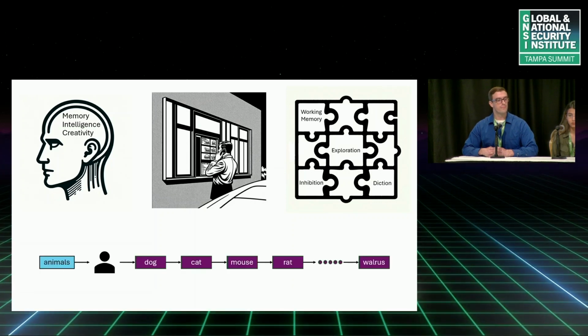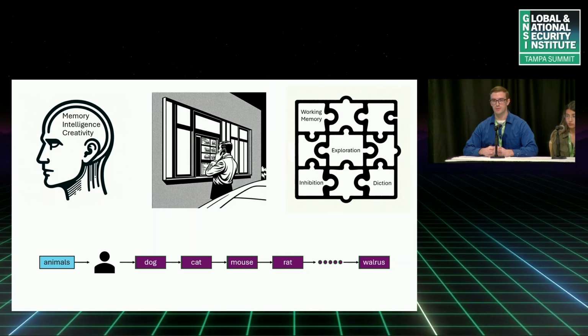One of the best tasks for this is the semantic fluency task. During the semantic fluency task, an examiner will provide the user with a category word, such as animals. The user will then be required to provide the examiner with a number of items that belong to that category word. For example, dog, cat, mouse, etc.